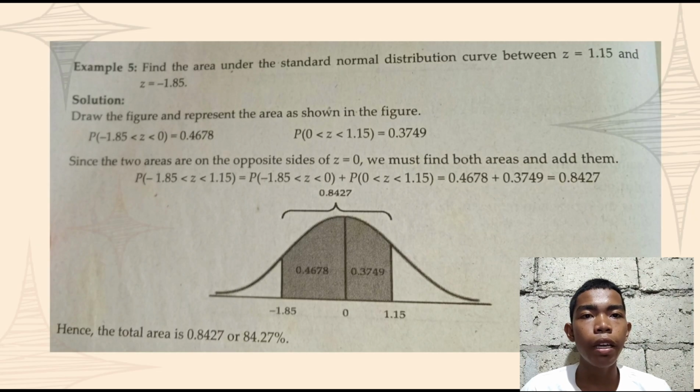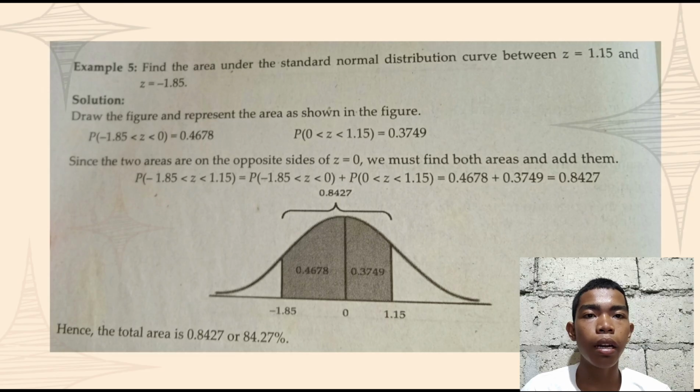Example number 4. Find the area under the standard normal distribution curve between z equals negative 1.85 and z equals 1.15. So we should find the shaded area between negative 1.85 and 1.15. First, draw the figure and represent the area as shown. So P(negative 1.85 < z < 0) = 0.4678. P(0 < z < 1.15) = 0.3749.